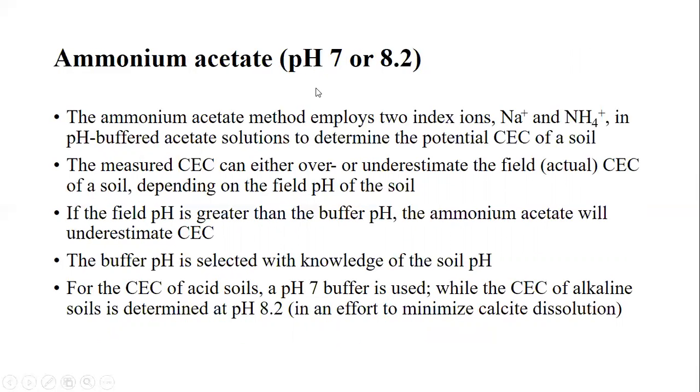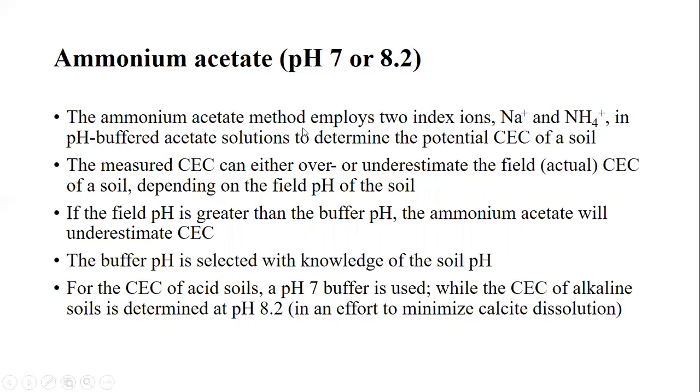Now we will concentrate on the first procedure, which is the one really used most commonly in almost all laboratories. That's using an index ion and using another index ion to displace it. So we'll go through the details of that procedure. The ammonium acetate of pH 7 or 8.2.